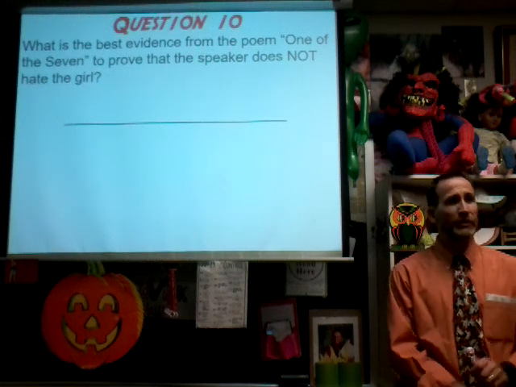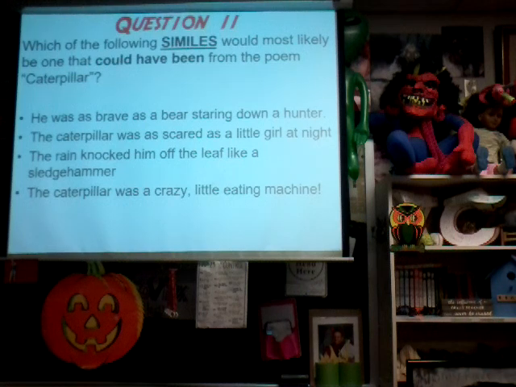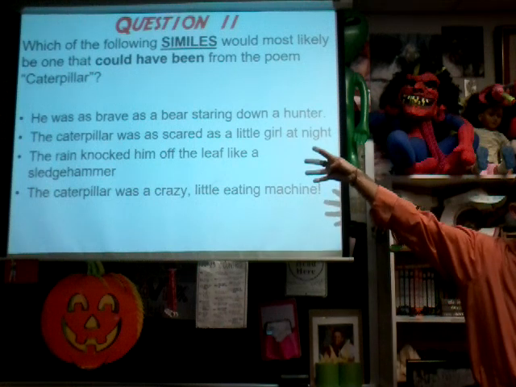And that becomes making sure you can separate the difference on those. 11, which of the following similes, this one's going to require a bit more thinking also. None of these exist in the poem Caterpillar.